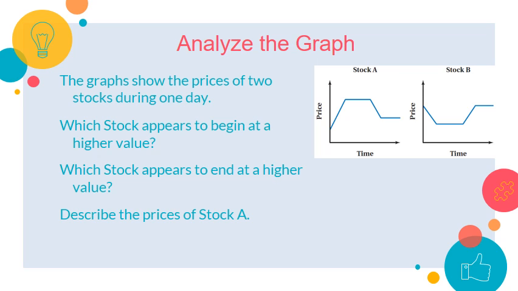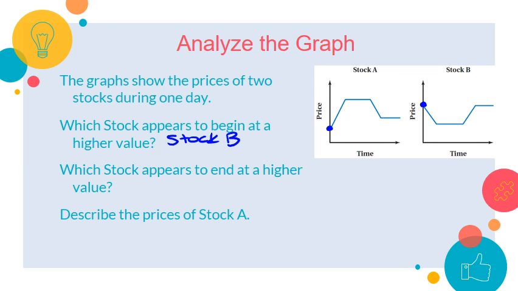Let's take some time to analyze these graphs. These graphs show the prices of 2 stocks during one day. So the timeline is 1 day. First, which stock appears to begin at a higher value? So at 0 time, stock A was here, and at 0 time, stock B was here. Assuming their scales are the same, we would say that stock B started at a higher value.